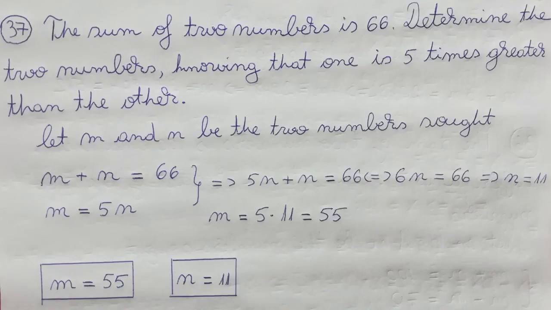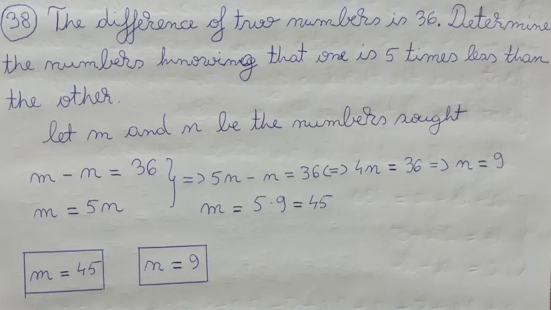We substitute the second equation in the first equation and obtain 5n plus n equals 66. So 6n is 66, so n is 11. m is 5 times 11, which is 55.